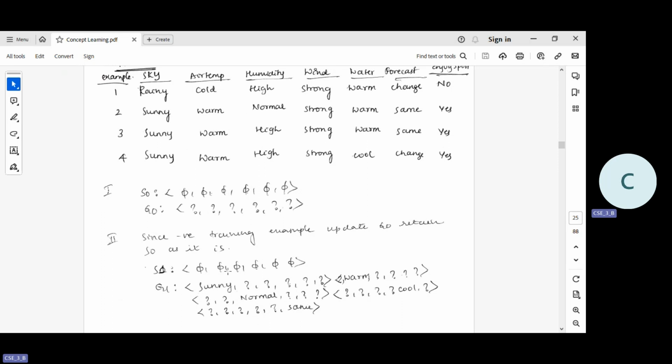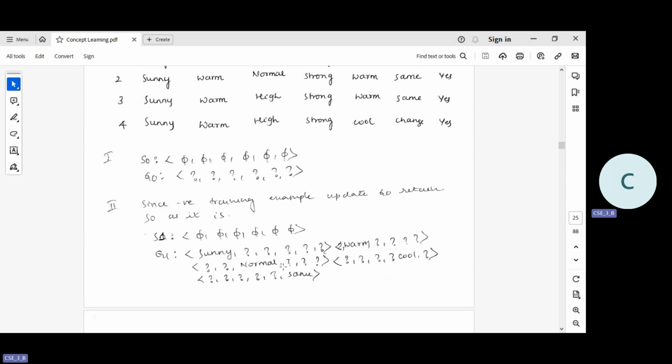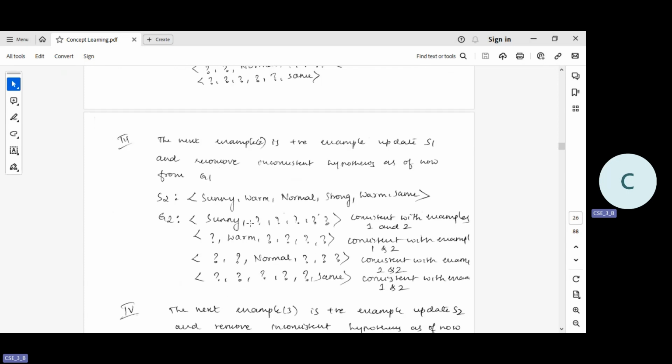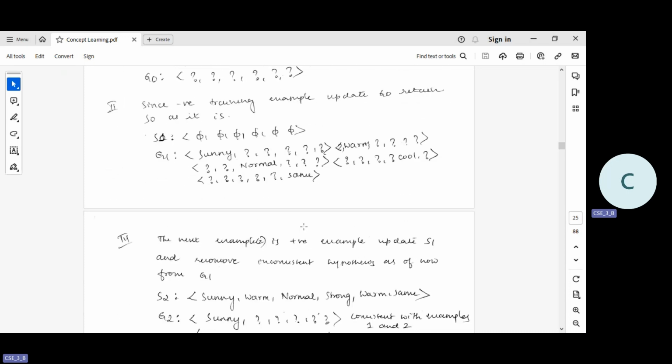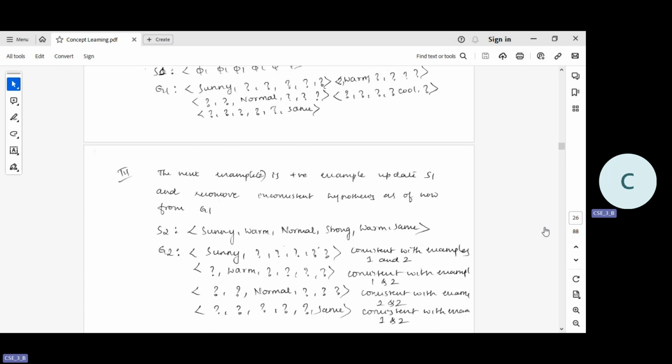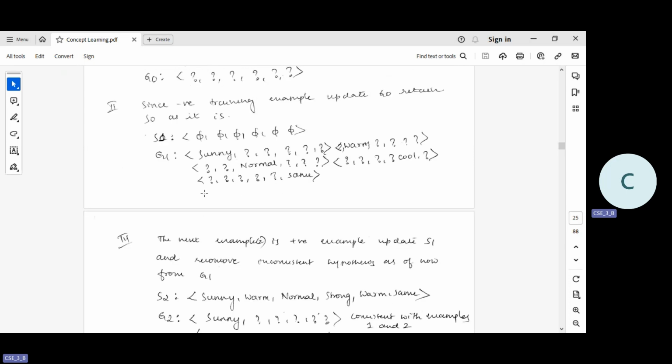Now we can observe that the specific boundary is retained as it is, and the generic boundary gets updated. Once we have updated this, we take the second example and see immediately the outcome. In this case, it is positive. When we encounter a positive training example, we have to update the specific boundary, and then remove the inconsistent hypotheses from the generic boundary.